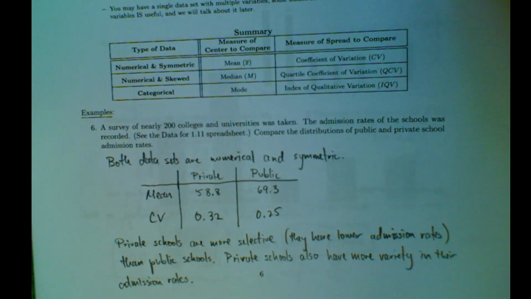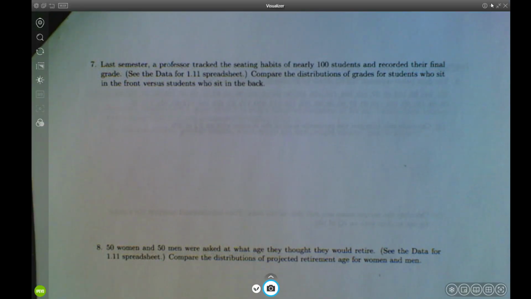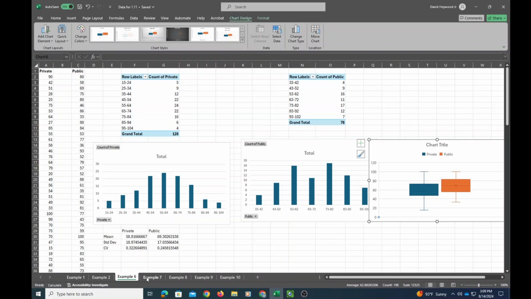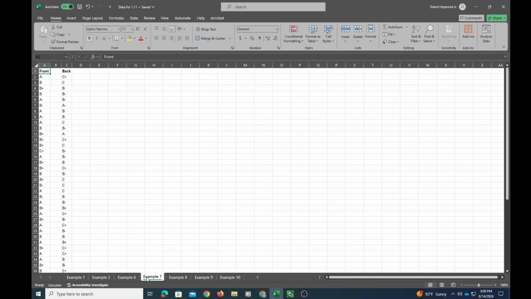Moving on to the next one. Number 7 says, last semester, a professor tracked the seating habits of nearly 100 students and recorded their final grade. Compare the distributions of grades for students who sit in the front versus students who sit in the back. Okay, that's example 7. Students who sit in the front versus students who sit in the back.